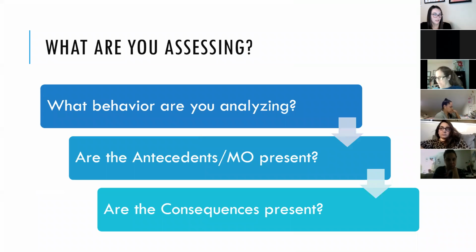Okay, so more about what you're assessing. Anytime you're assessing any skill, you're pretty much asking these three questions. The first one is, what behavior are you assessing? What is the actual response? And then with that response, what are the antecedents that are expected to come before that response? What are the MOs that should be present for that response, if any? And then the consequences. What should the consequence be for this type of response?